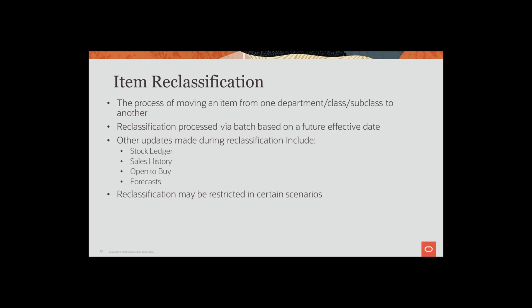Open to buy records are updated for all orders that are approved but have not yet been received. And if the item is forecastable and the new hierarchy value moves the item to a new forecast domain, then the indicator is reset for the item at the item store level to resend to RDF.